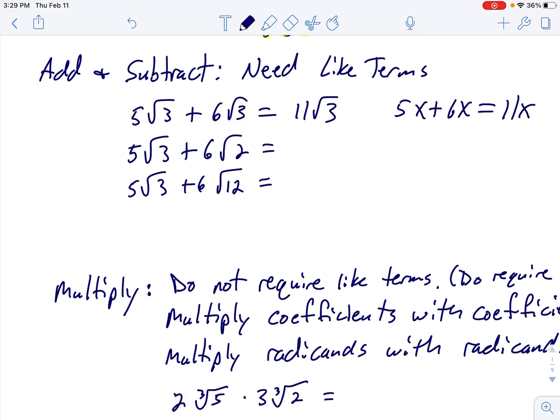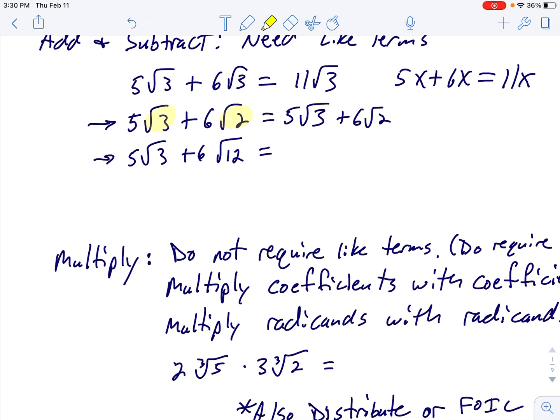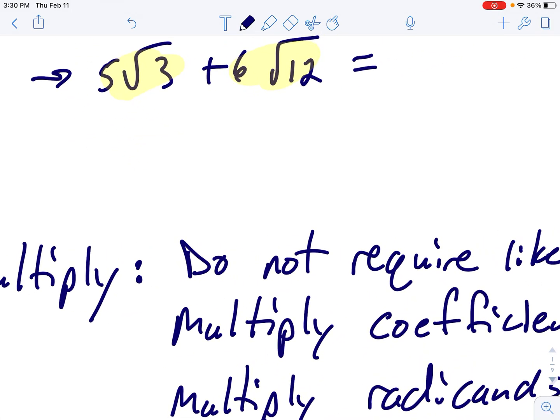So in this next example right here, 5 square root of 3 plus 6 square root of 2, these are not like terms, so you would just leave it 5 square root of 3 plus 6 square root of 2. There's no way to simplify that. Now the next one is also unlike: 5 square root of 3 plus 6 square root of 12. However, unlike variables where you would just stop right there and say that you're done, radicals are a little different. We can simplify this square root of 12.